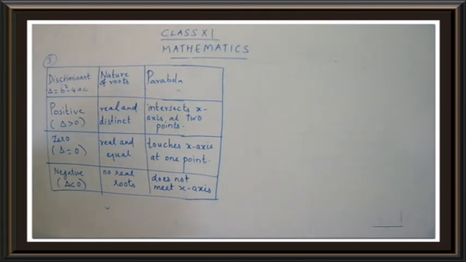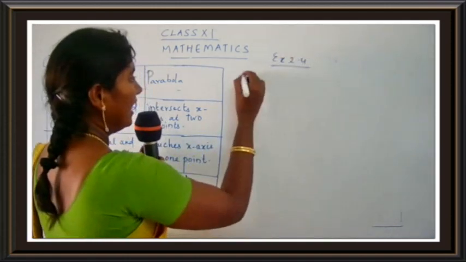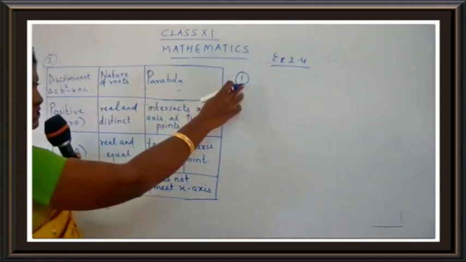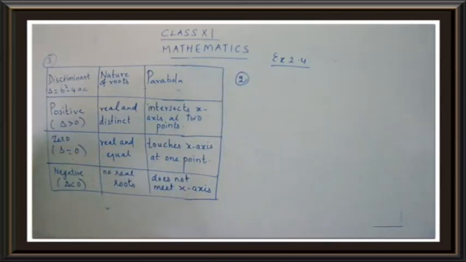Okay. Now let's continue with exercise 2.4. Take down exercise 2.4. And in the last class, I have given you the first question for homework. Yes, children? So you are going to start from the second question. Take down the second question.